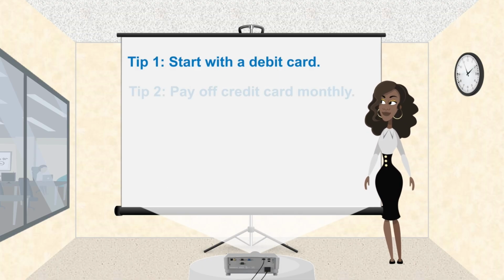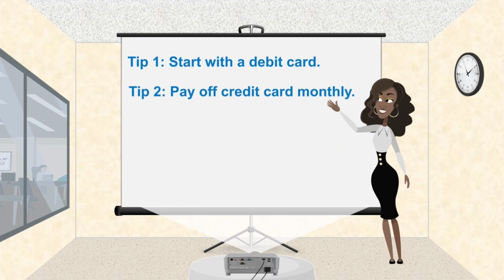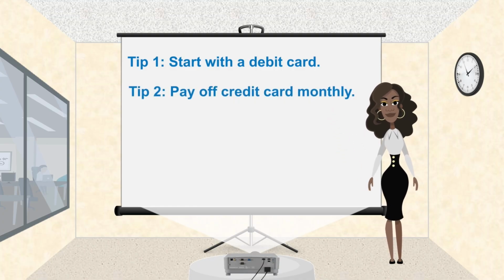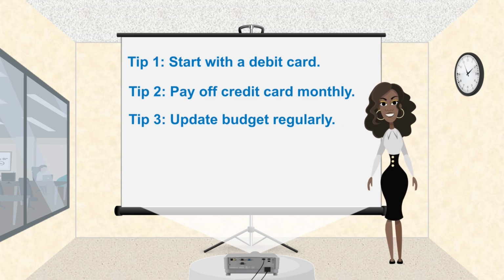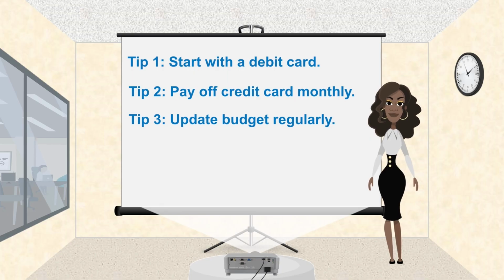Tip number 2 is if you are going to use a credit card, try to pay it off every month. You should avoid building up a mountain of debt that will be difficult to pay off. Tip number 3 is to review and update your budget regularly. Every month is going to be a little bit different, so you need to look over the income and expenses frequently. At a minimum, people should be reviewing and making minor adjustments to their monthly budget on a weekly basis. Some experts even recommend reviewing a budget on a daily basis.